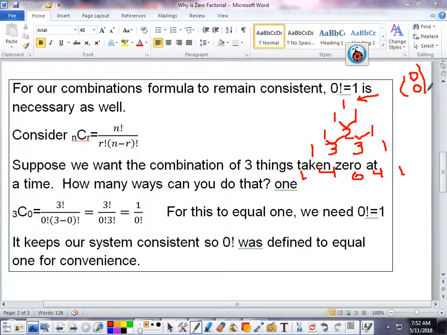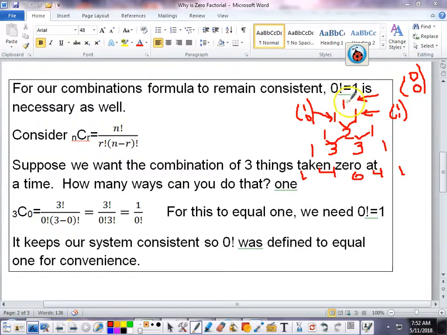Not seeing it? Okay. So if you think about that, if I have 0 things, how many ways can I choose 0 of them? Oh, 1 way. I can choose none of them. And so these actually correspond to how many ways, if you have 1 thing, you can choose none of them. If you have 1 thing, you can choose 1 of them.